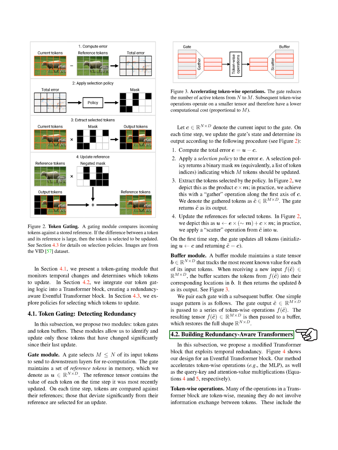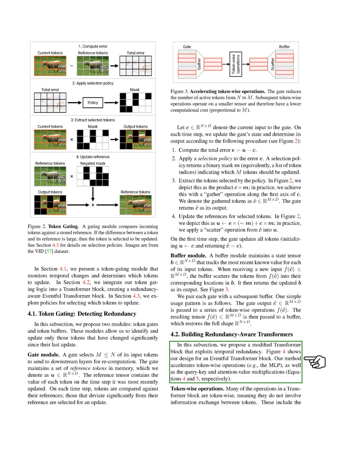Section 4.2 Building Redundancy-Aware Transformers. In this section, we'll discuss how we've developed a modified version of the transformer block that takes advantage of temporal redundancy. This is illustrated in a figure that shows our design for what we call an eventful transformer block. Our approach speeds up operations that are performed on each token, such as the multi-layer perceptron, MLP, as well as the multiplication of query key and attention value, which are part of certain equations.